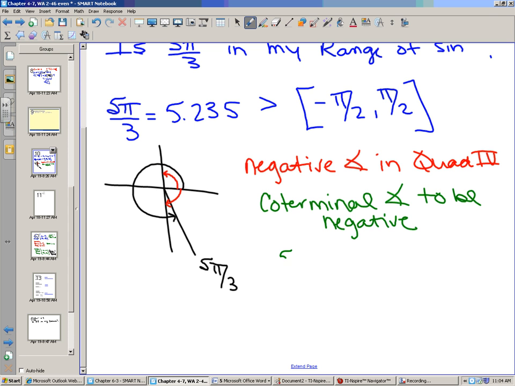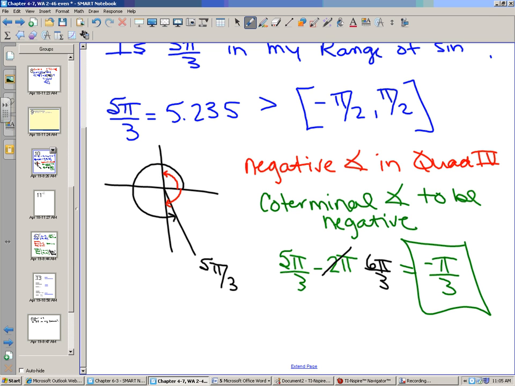So I'm going to take my angle, and I'm going to subtract 2 pi off of it. If I subtract 2 pi off of that, that's the same thing as me subtracting off 6 pi over 3. 5 pi over 3 minus 6 pi over 3 gives me negative pi over 3. Okay? In other words, this angle right here is negative pi over 3 units. And that is the angle that I need to calculate.